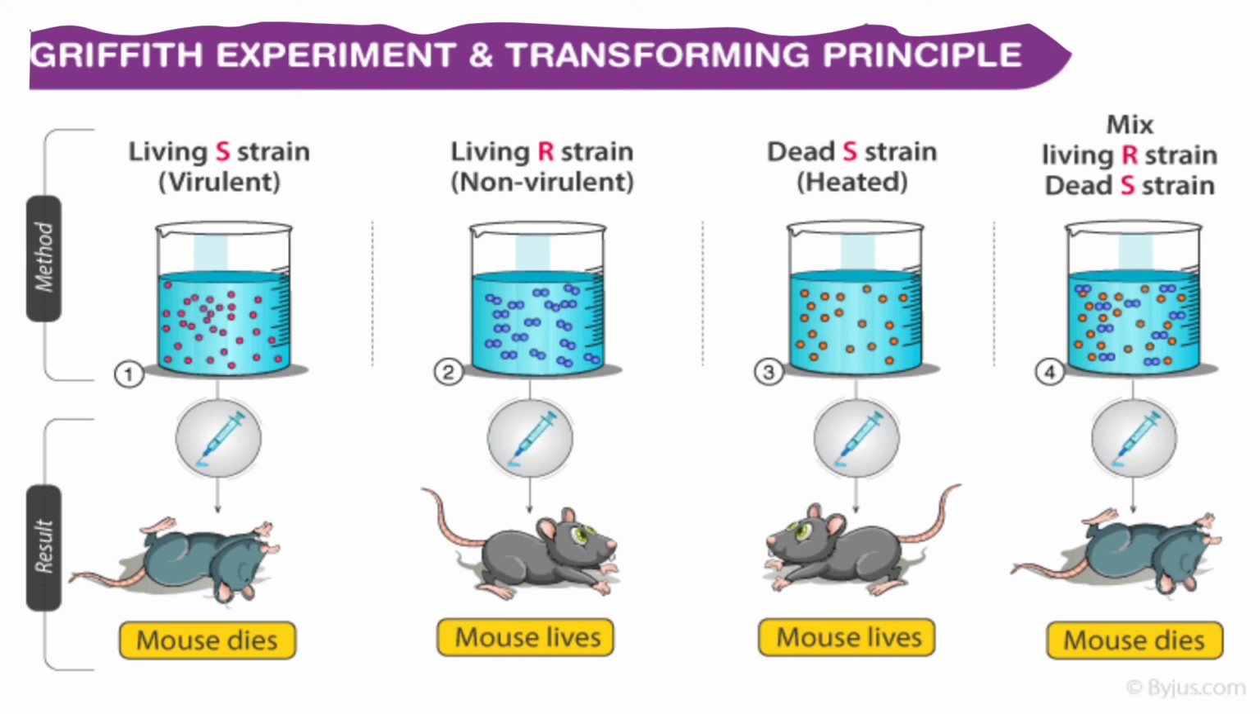So one character of one strain is transferred into another one. Normally the virulence character is a character of the S strain, but it is getting transferred to R due to this transformation principle. I hope this is very clear now, right?